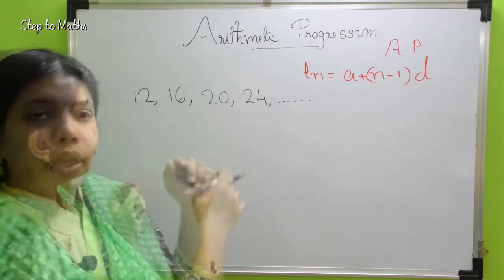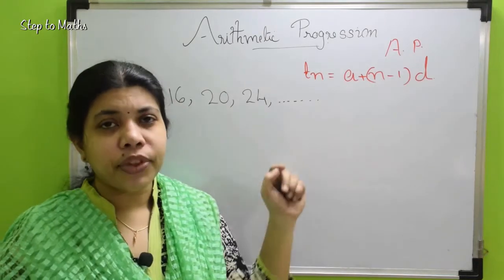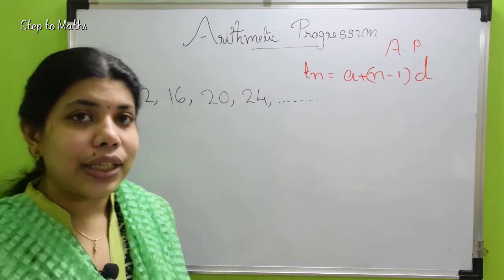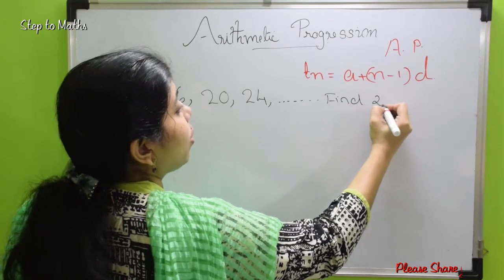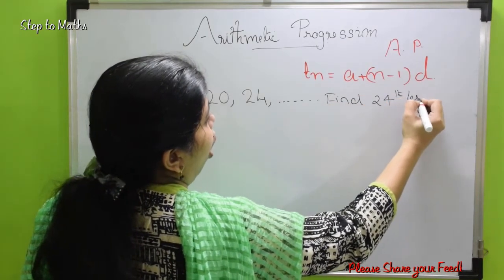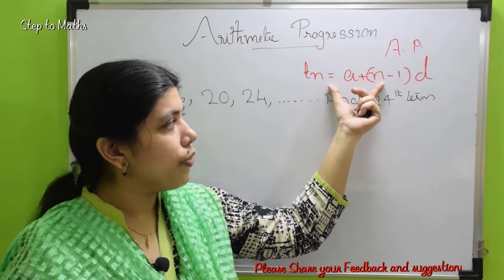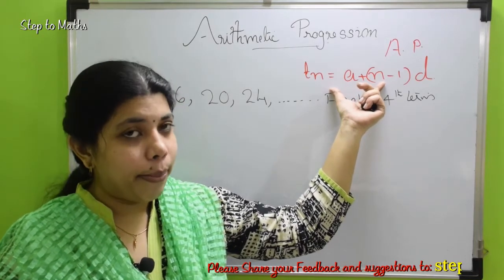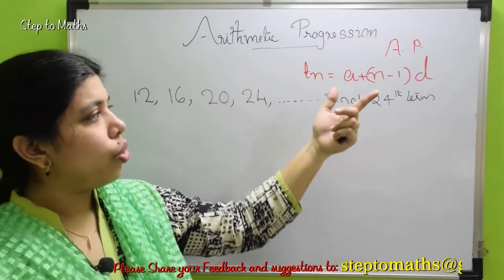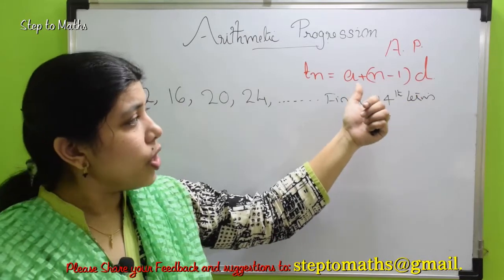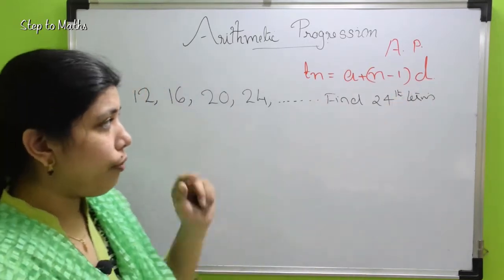Consider this problem. The given arithmetic progression is 12, 16, 20, 24, etc. Find the 24th term of this AP. To solve this problem, we can use this formula. The nth term of an AP, Tn is equal to A plus n minus 1 into D. To use this formula, first we have to identify the values of A, n and D. Then only we can use this formula.